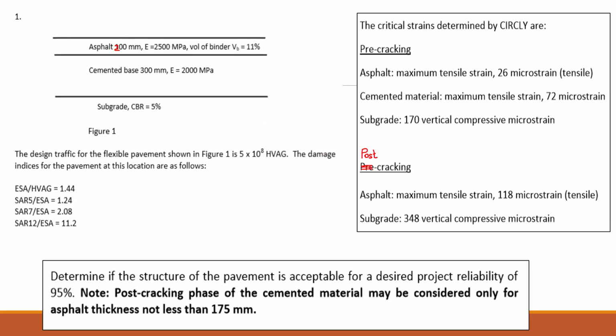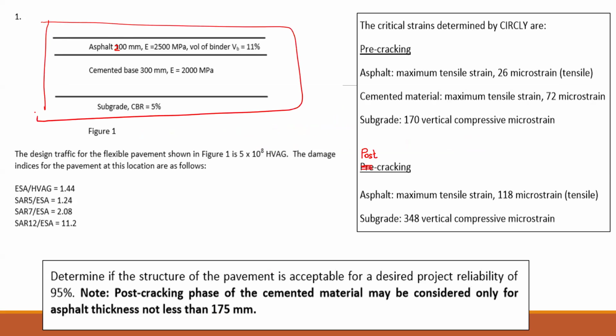In flexible pavement design, we start with the trial pavement. I told you that last week as well. So they have given us this pavement here. We need to check whether this pavement is okay or not for the given design traffic. In the first layer, we have asphalt. It is 200 millimeter thick, the modulus is 2,500 megapascals, and it has 11% of bitumen. And then you have a cemented layer of 300 millimeter thick, the modulus is 2000 megapascals, and the CBR of the subgrade is 5%.